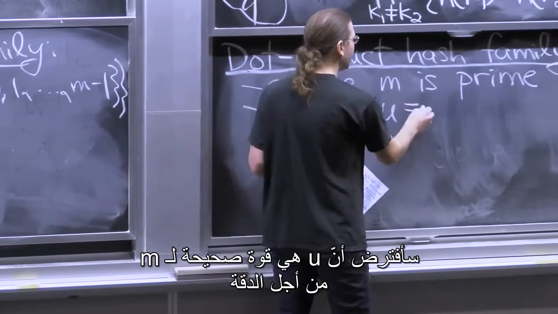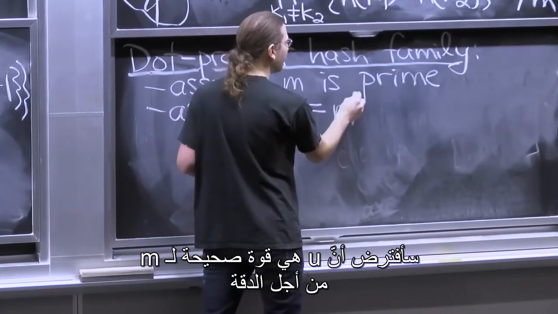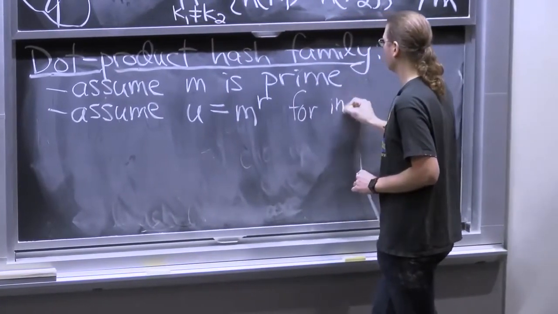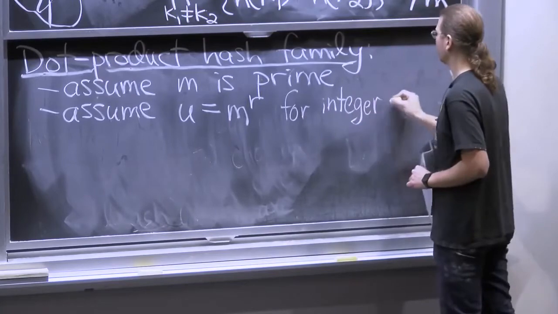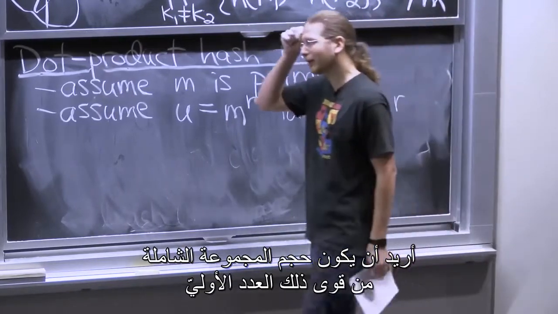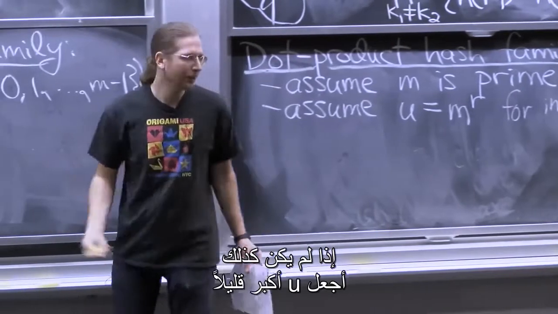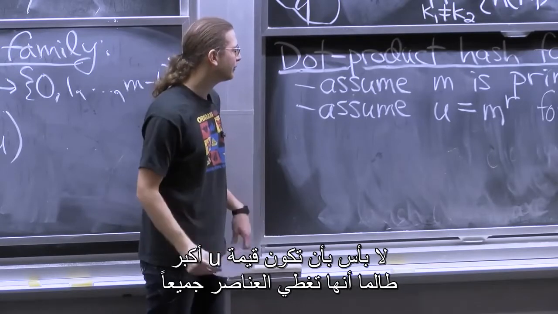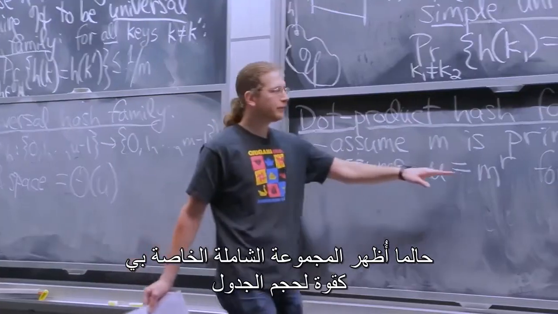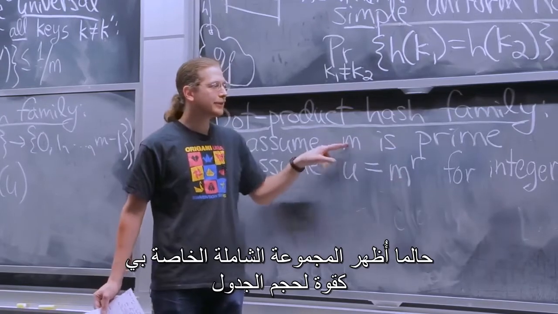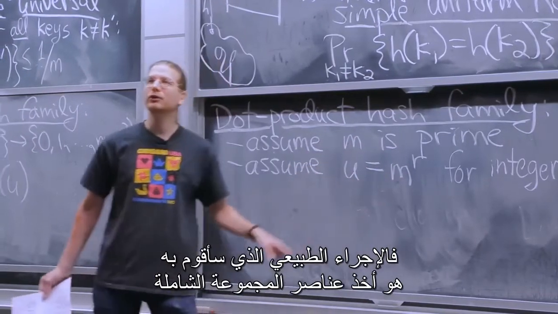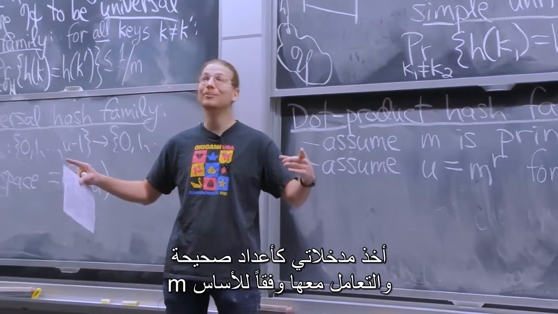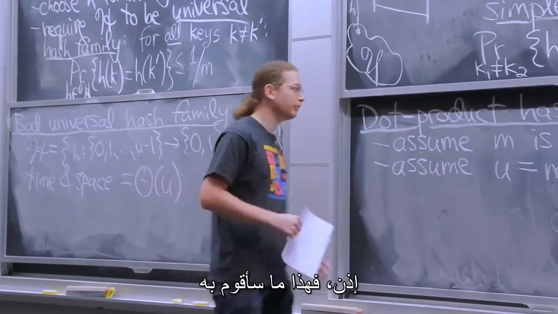OK, then furthermore, for convenience, I'm going to assume that U is an integer power of m. I want my universe to be a power of that prime. If it isn't, just make U a little bigger. It's OK if U gets bigger, as long as it covers all of the same items. Now, once I view my universe as a power of the table size, a natural thing to do is take my input integers and think of them in base m. So that's what I'm going to do.